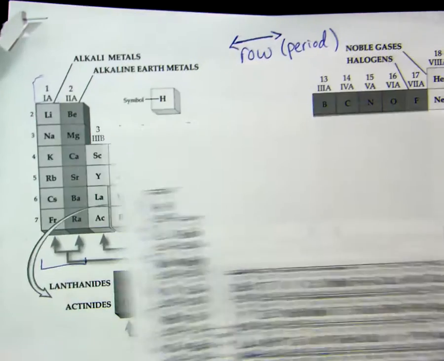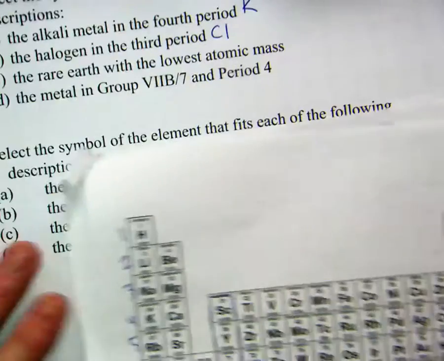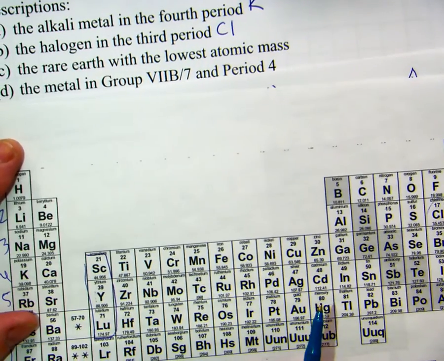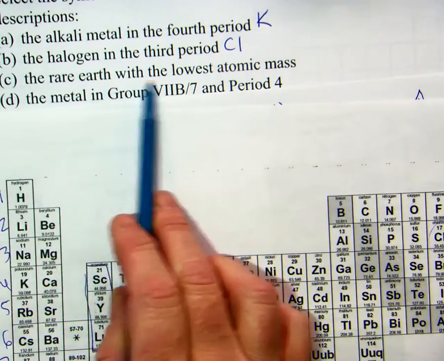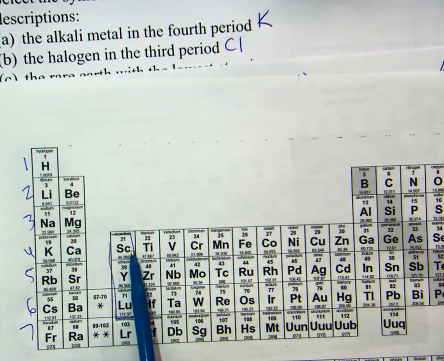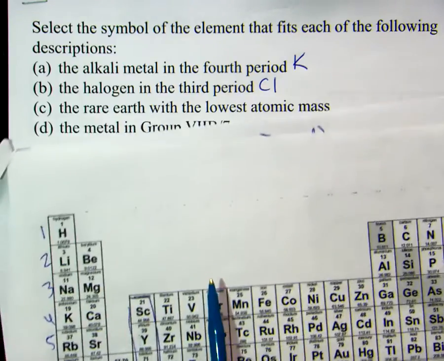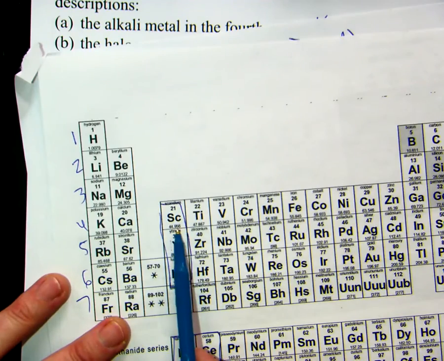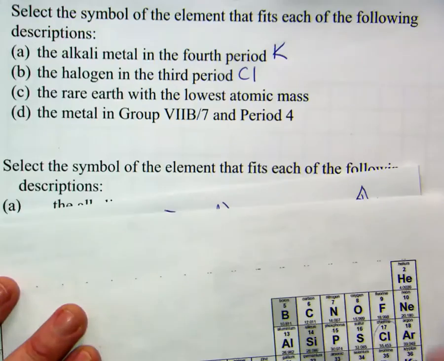Anyway, I'm just going through all this to show you why I'm giving you this information, to keep it consistent with the book. But the one with the lowest atomic mass would be scandium. And again, the atomic mass is that number that is located right there in the periodic table.